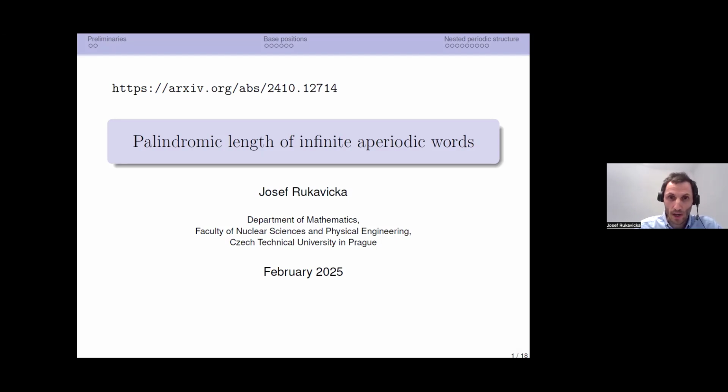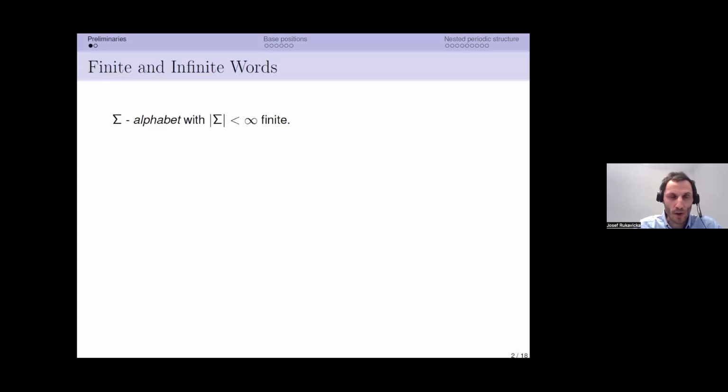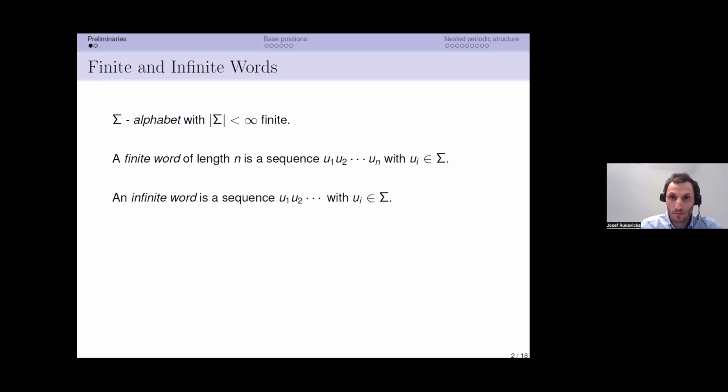So let us start. I consider some finite alphabet of symbols. Then I define a finite word of length n. It's a sequence of the symbols or letters from the alphabet. I also consider an infinite word, which is an infinite sequence of letters. And I count the letters from the number 1, not from 0.